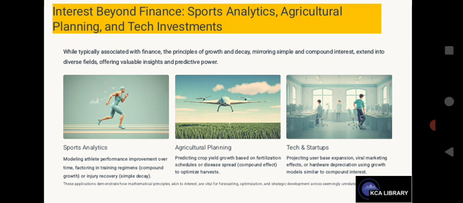What of agricultural planning? If you want to predict crop yield growth based on fertilization schedules or disease spread to optimize harvest, this is a form of applying the principle of compound interest. What if you want to project user-base expansion, viral marketing effects in tech, or hardware depreciation using growth models? This is similar to compound interest.